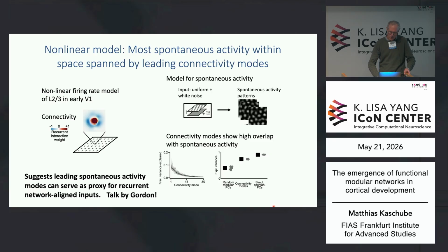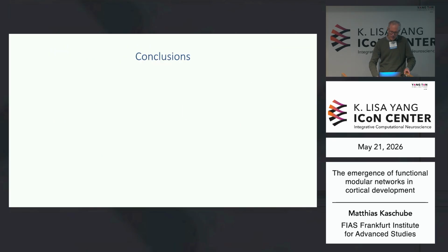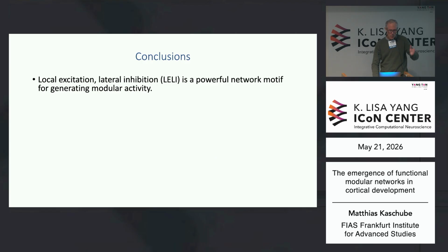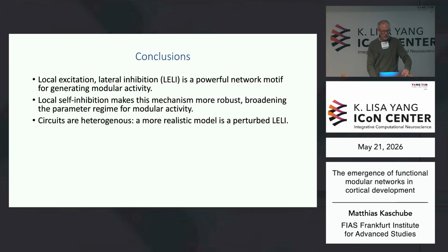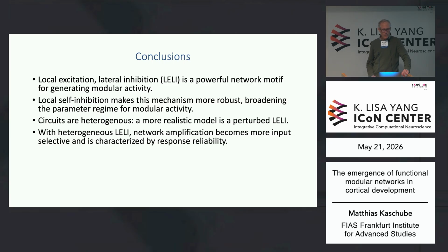I have a few more parts that I will skip, and come to the conclusion. Local excitation, lateral inhibition is a powerful network motif for generating modular activity. Local self-inhibition makes this mechanism more robust, broadening the parameter regime for modular activity. Circuits are heterogeneous. A more realistic model is a perturbed Lili. With heterogeneous Lili, network amplification becomes more input selective and is characterized by high response reliability.